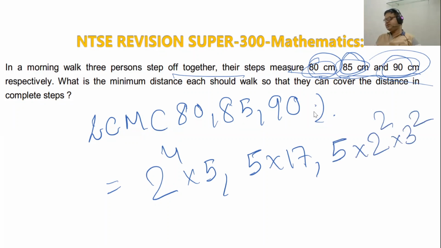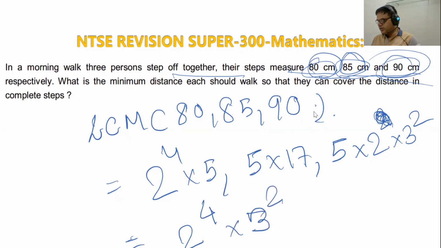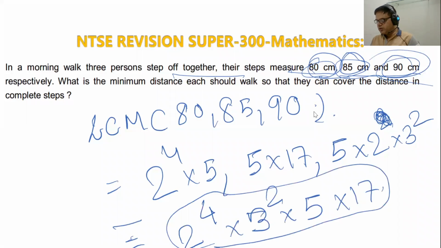Okay. Now when we calculate LCM, do we take the lowest powers or the highest powers? Highest power. When we take LCM, we take the highest powers. So the highest power will be 2 raised to the power 4, multiplied by 3 raised to the power 2, multiplied by 5, multiplied by 17. Multiply it quickly, whatever the answer is, that will be your correct answer of the question.